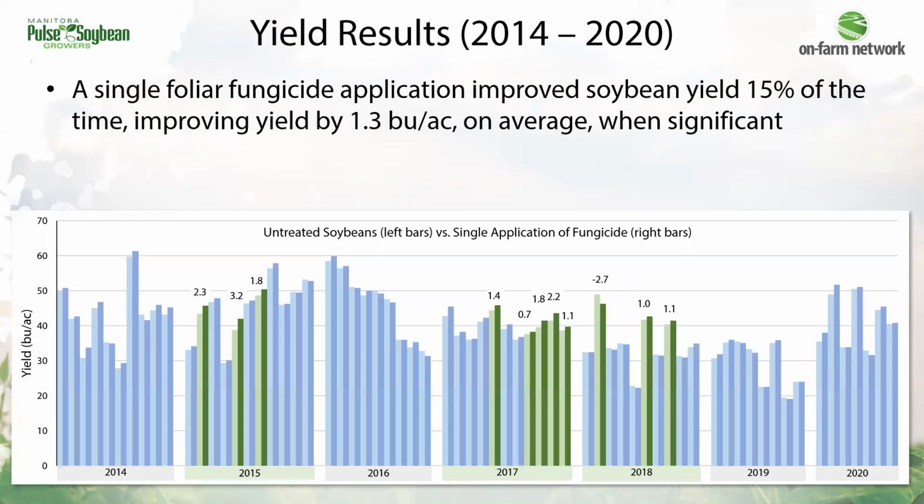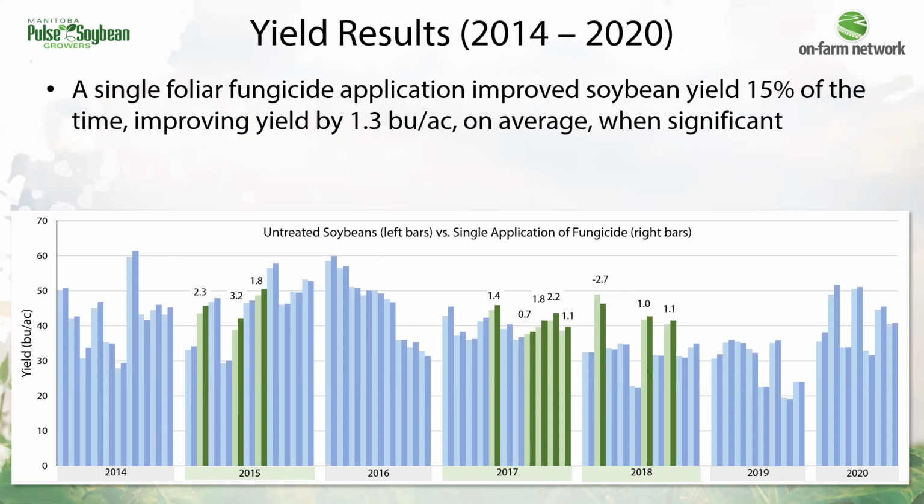But what did that mean for yield results in these trials? A single foliar fungicide application improved soybean yield 15% of the time, on average improving yield by 1.3 bushels per acre. The trials that were significant are highlighted in green here. So they occurred in 2015, 2017, and 2018.